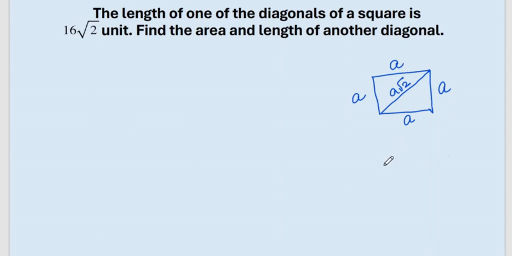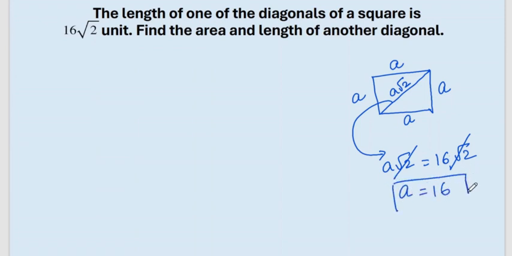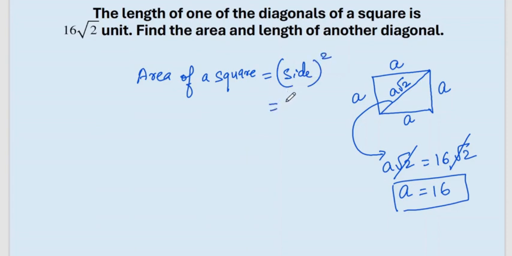So if you compare this, diagonal is given as a root 2 and the value is 16 root 2. So cancel it out, you will get a equal to 16. Okay, so you have got the side of the square. So you know how to find the area of a square. Area of a square equal to side square, side into side. So it is 16 into 16, that is 256 square unit.